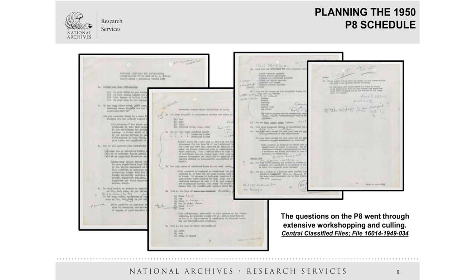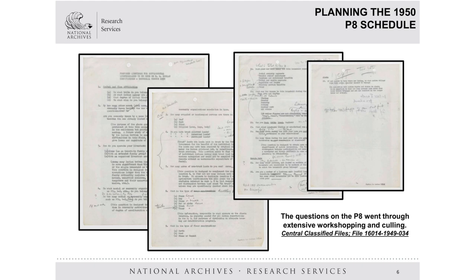Questions regarding income earned, including one about arts and crafts with each kind delineated, were also dropped. Asking about the number of handicapped family members was nixed. All of these are noted in the records, seen here in the images on this slide. So let's take a look at the final P8 form to see what questions made the cut.